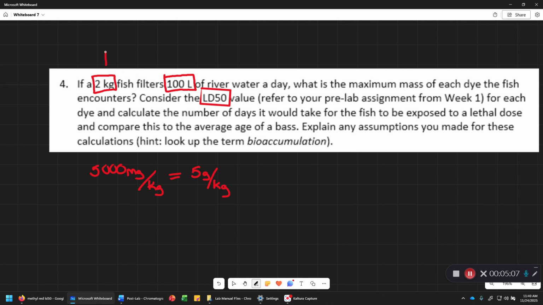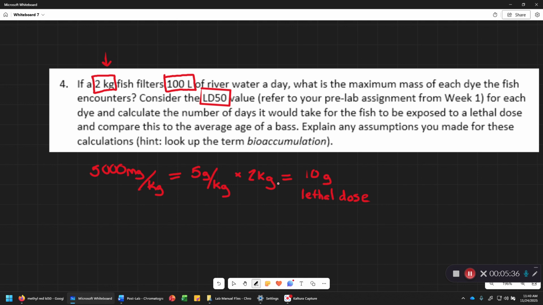We know that the fish has a mass of 2 kilograms. So the lethal dose of methyl red is going to be 10 grams, and we'll call this the lethal dose for our 2 kilogram fish. So if the fish gets exposed to 10 grams of methyl red, it will die.